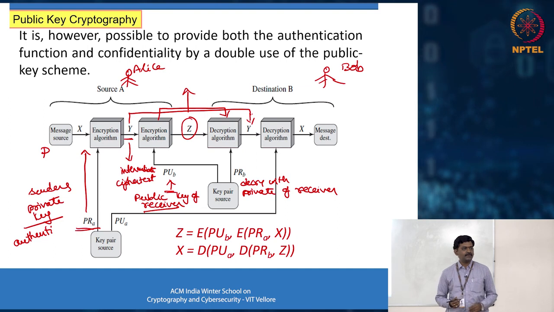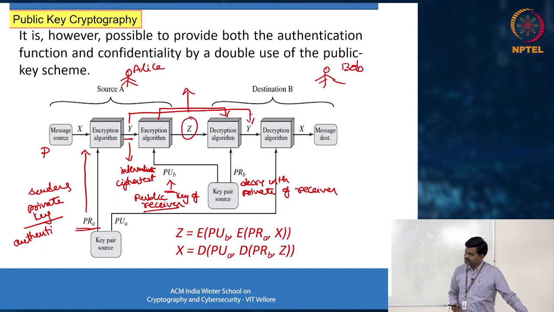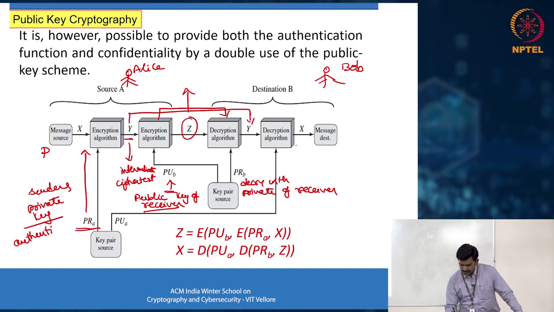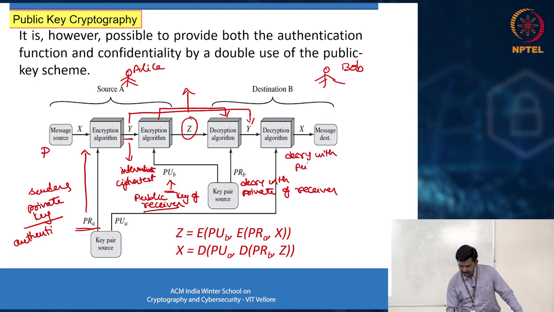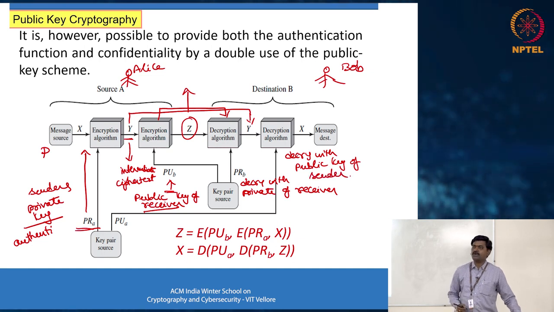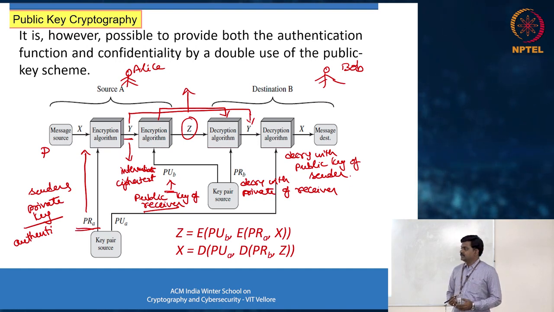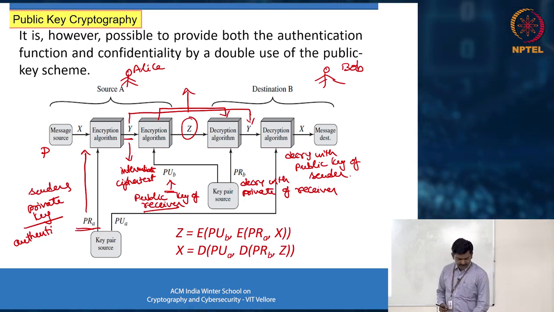Now, how do I decrypt Y? With the help of what? The first one we have done with the private key of sender. So decrypt with the public key of sender. So what you get is both confidentiality and authentication. Both are able to be achieved while doing the communication, right?